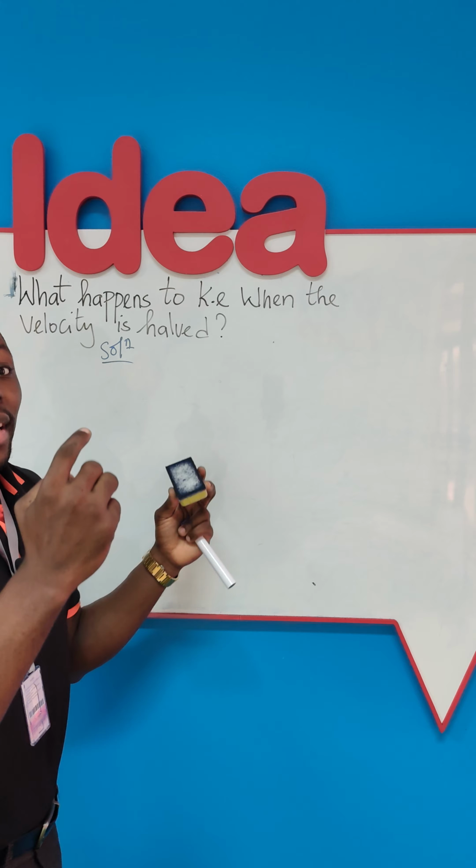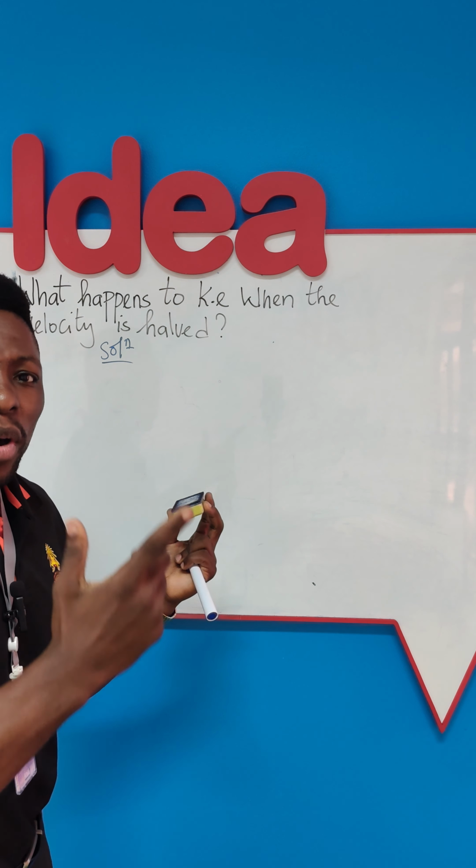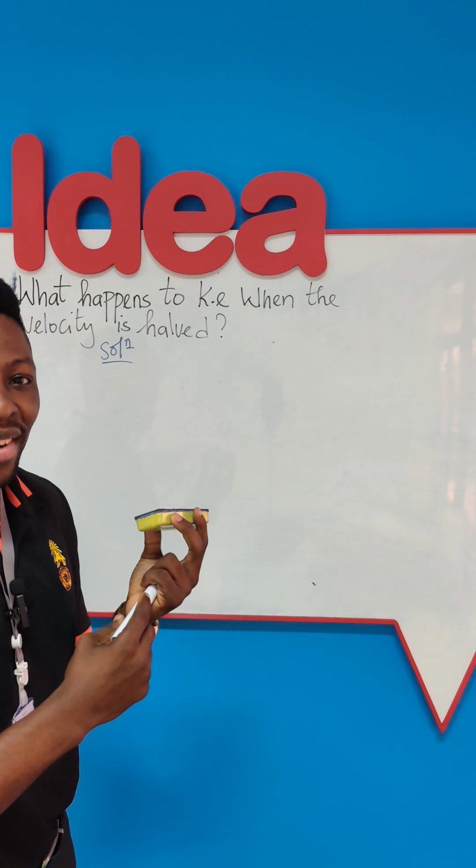So many candidates here will guess and say, of course, maybe it's going to double the kinetic energy, or it's going to reduce the kinetic energy by half and all of that. But let's show mathematically and scientifically what happens when an object's velocity is reduced by half. Let's start by recalling the expression for kinetic energy of an object.